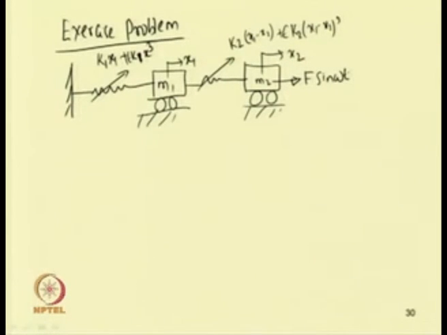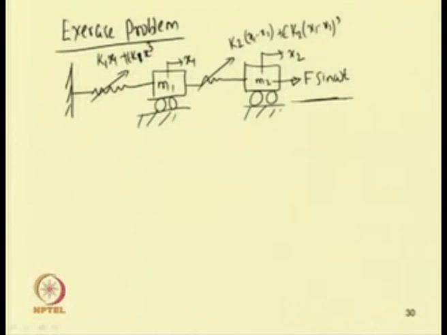So, one can write the equation of motion. This is a very simple equation. One can write the equation of motion and use the method, and as the force is applied to the second mass, one can reduce this to a single degree of freedom system by taking only the modal matrix of the second mass, and write a single equation of motion.